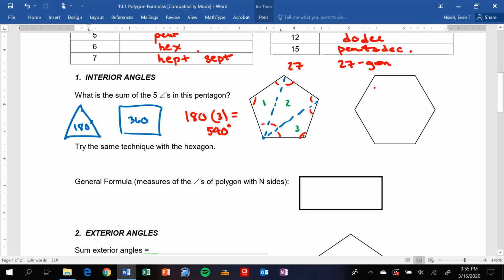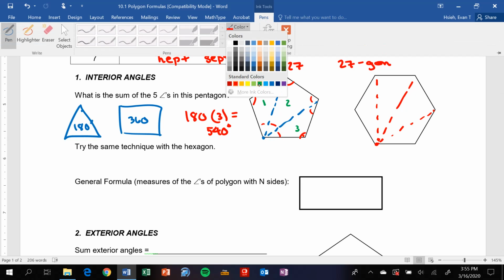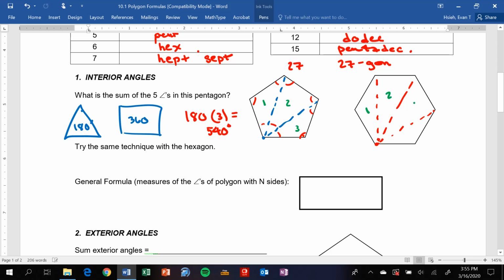Likewise, for a hexagon, from one vertex I can draw three diagonals, and it splits it up into four triangles. So it's just going to be 180 degrees times 4. So it's going to be 720 degrees.